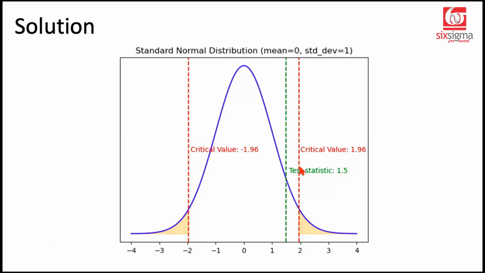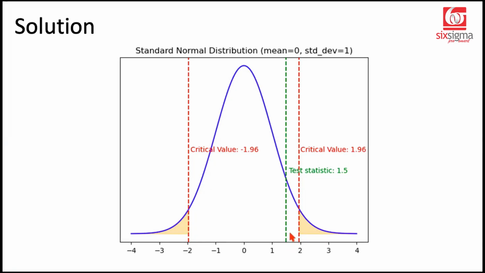And where is our test statistic falling? This green dotted line is, of course, not in the rejection region. So in this case, again, you will not be able to reject the null hypothesis. The p-value approach would require you to calculate the p-value, and you can compare that p-value with alpha by 2, or a 2.5% region.